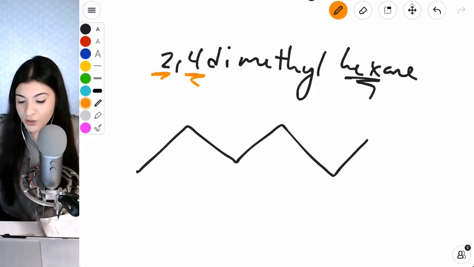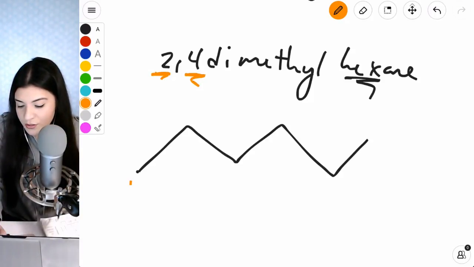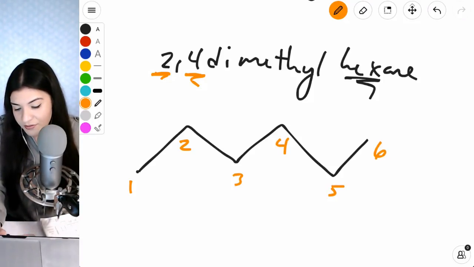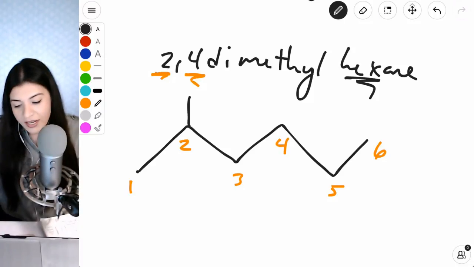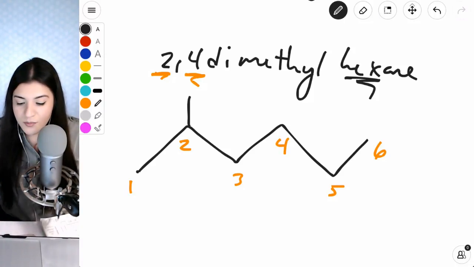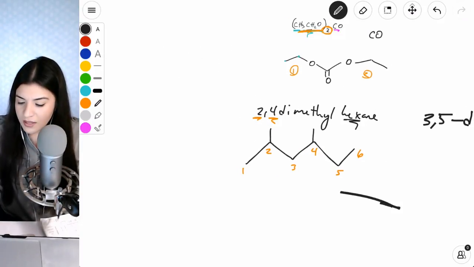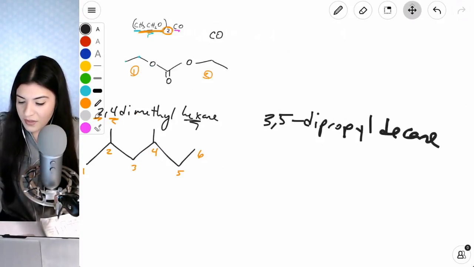They tell us that it's at 2 and 4. So I'll label this 1, 2, 3, 4, 5, and 6. At 2, we have to show that methyl group, which is just a line, and then at 4, another methyl group, which is just a line. All right, so we'll see what the other one looks like.